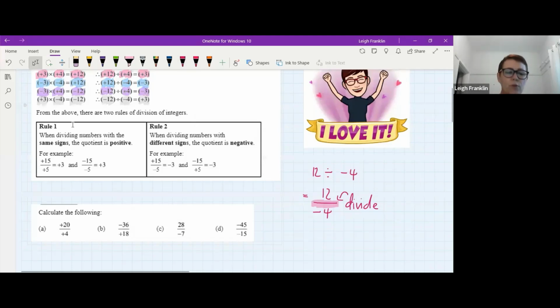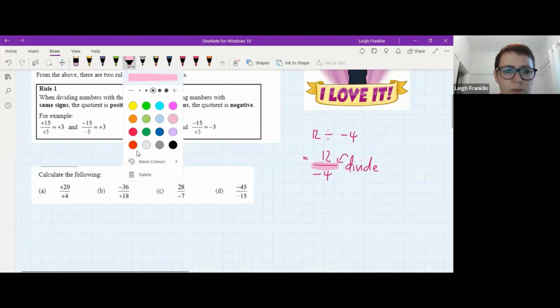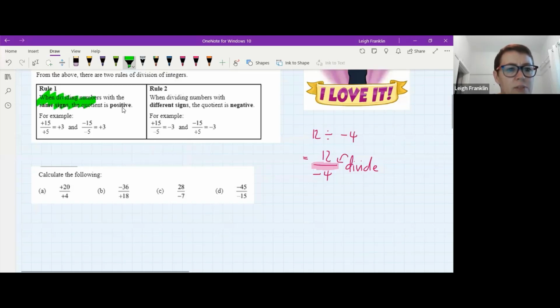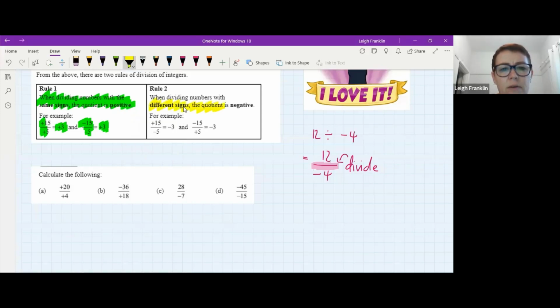Okay, so rule number 1, just going through that one more time. When you're dividing numbers with the same signs, the answer is positive. When you're dividing numbers with different signs, the answer is negative. Okay, so super easy to remember. So when dividing numbers with the same sign, the answer is positive. So positive divided by positive gives us positive. Negative divided by negative gives us positive. Or when we are dividing numbers that have different signs, for example, a positive divided by a negative, we get a negative, or a negative divided by a positive, we get a negative answer.